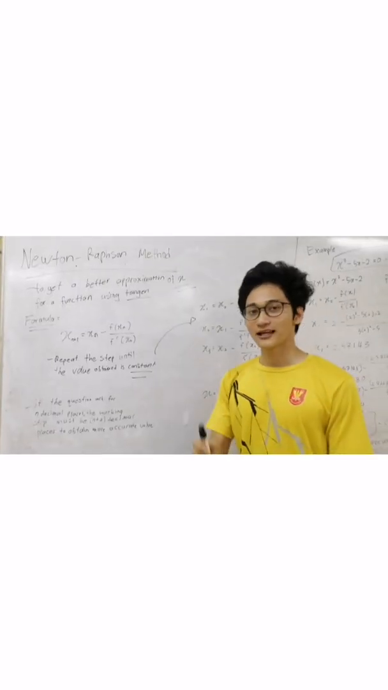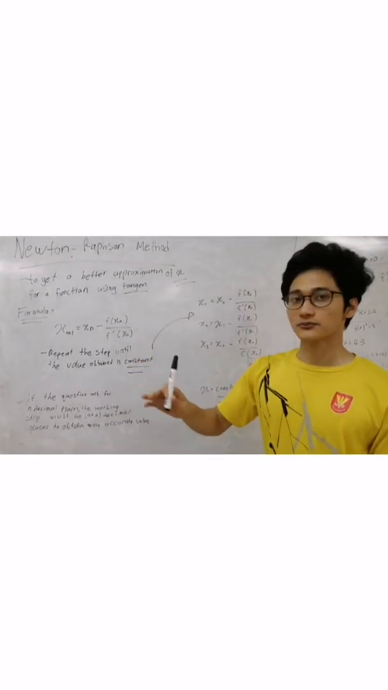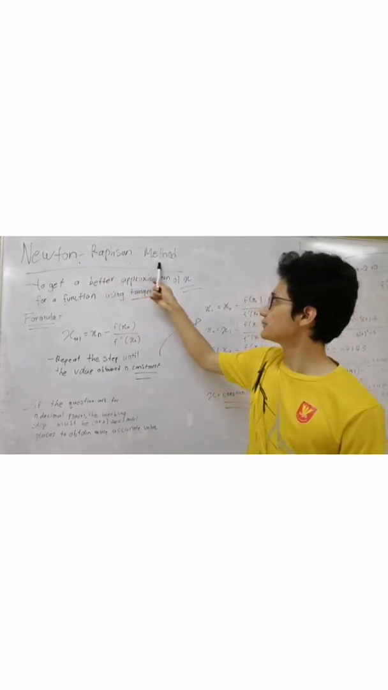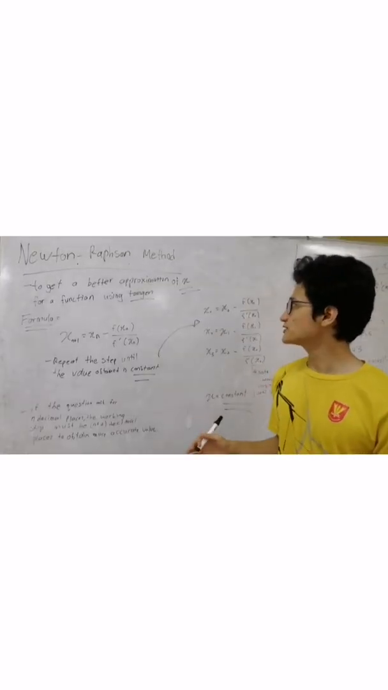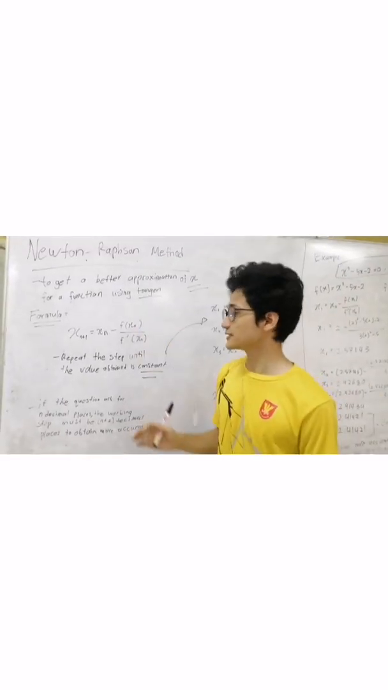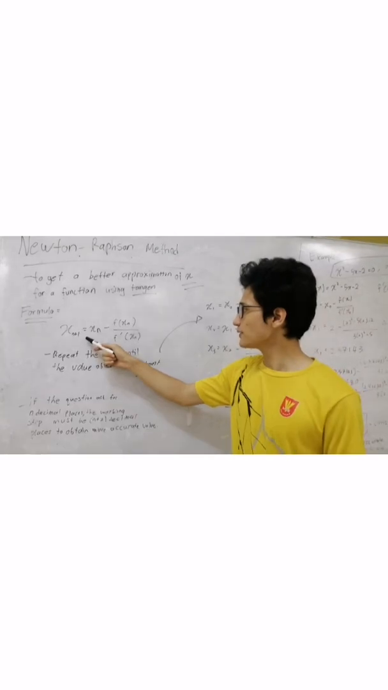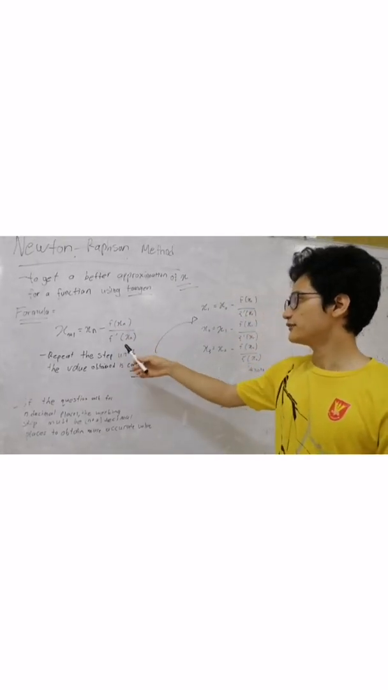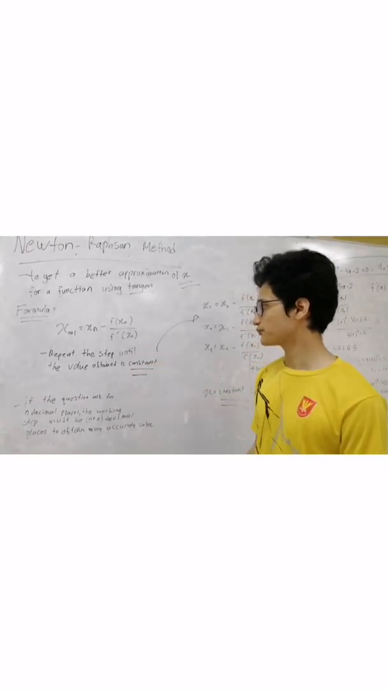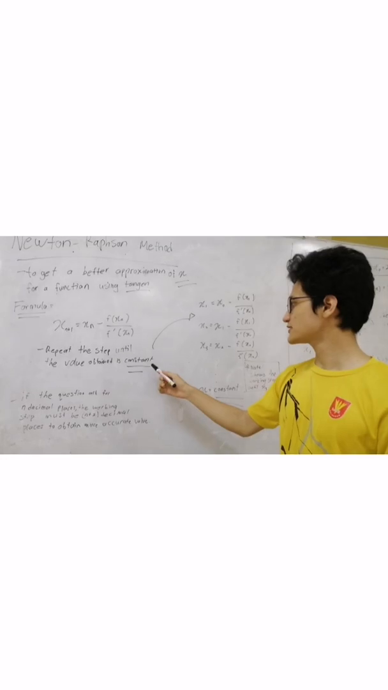Hello, my name is Mohammed Ali and I'm from class 144. Today I'm going to talk about the Newton-Raphson method. This method exists to get a better approximation of x for a function using a tangent. The general formula for this method is xn plus 1 equals xn minus f of xn divided by f prime of xn. This process will be repeated until the value obtained is constant.